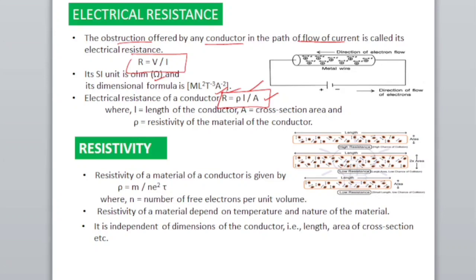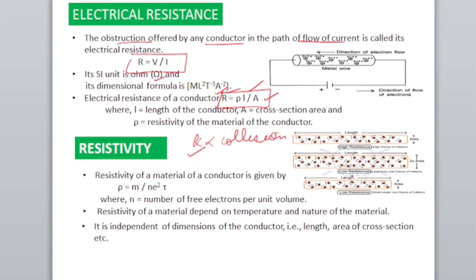Now, why does this resistance depend on length and area? If the length of the conductor is increased, the number density is fixed, the number of electrons in the metal is fixed. If the length of the conductor is increased, it means these electrons collide more with the positive ions, and hence more collision means more resistance. Resistance is directly proportional to collision. So the greater the length, the greater the collision, the greater the resistance.